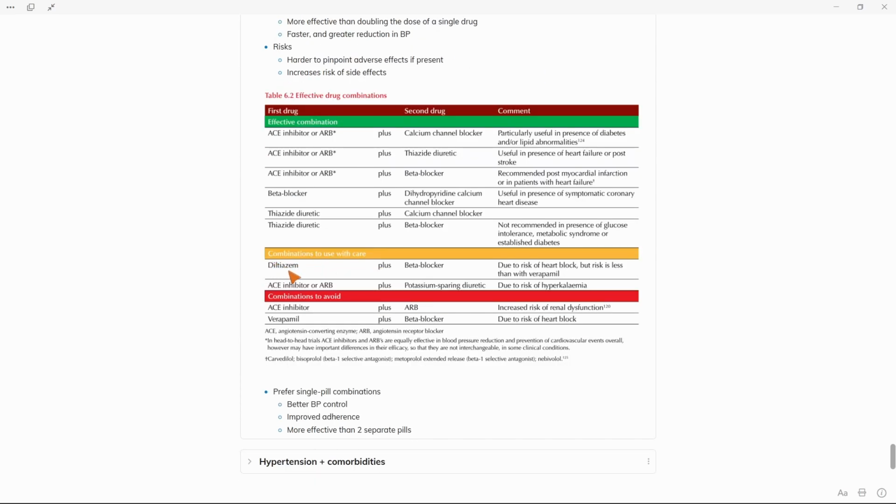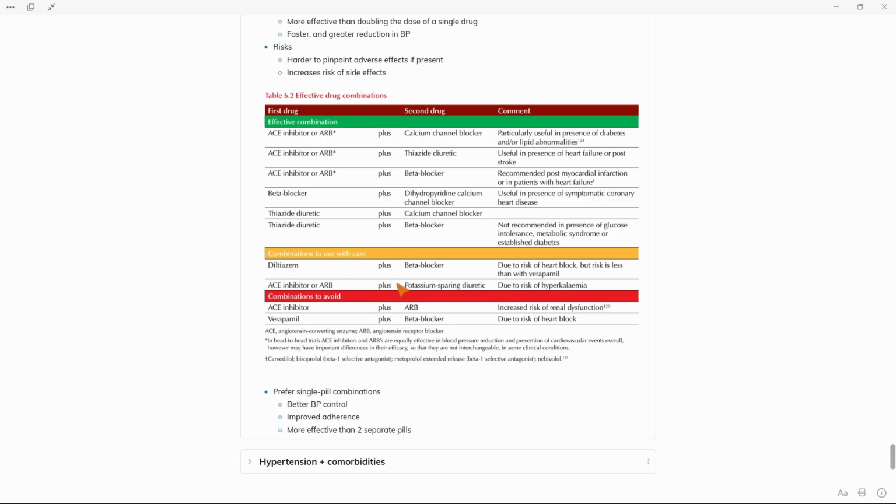Combinations to use with care will be diltiazem and a beta blocker because of a risk of heart block. Verapamil also has a similar effect too, so combinations to use with care will be a non-dihydropyridine calcium channel blocker such as diltiazem and verapamil with a beta blocker, because it increases the risk of heart block and significant bradycardia. We also don't combine ACE inhibitors with ARBs because they don't achieve anything extra and they increase the risk of adverse effects, both in cardiovascular disease mortality and acute kidney injury.